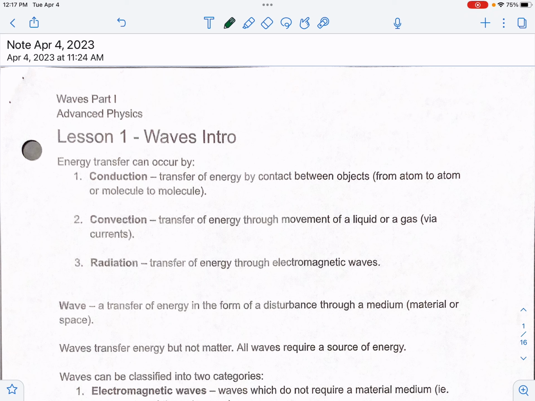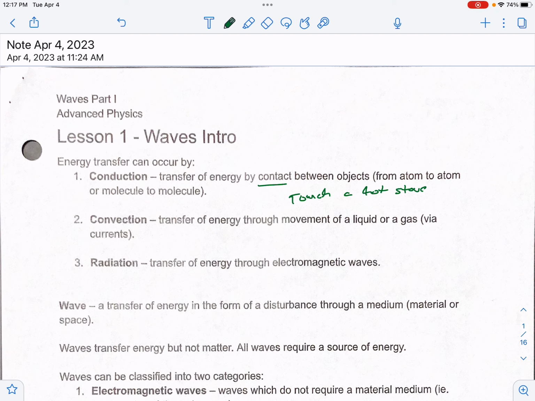One would be conduction. Conduction is the transfer of energy by contact. That is the key phrase there. They have to actually be touching. An example would be if you touched a hot stove. You have to physically touch it for it to be conduction.